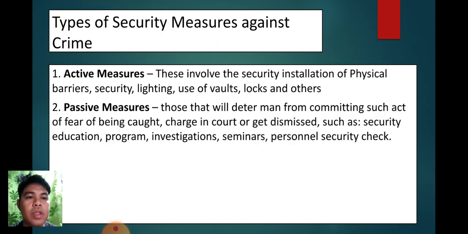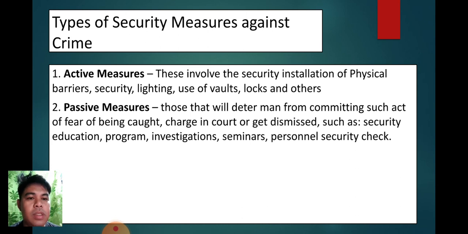So, types of security measures against crime. Active measures involve the installation of physical barriers, security lighting, use of bolts, locks, and others. As I showed you in my first picture, the wooden wall is a barrier, the first line of defense. It is called an active measure.